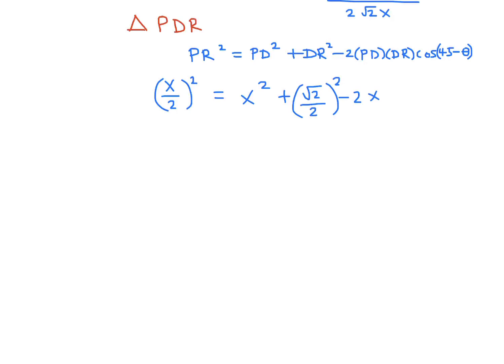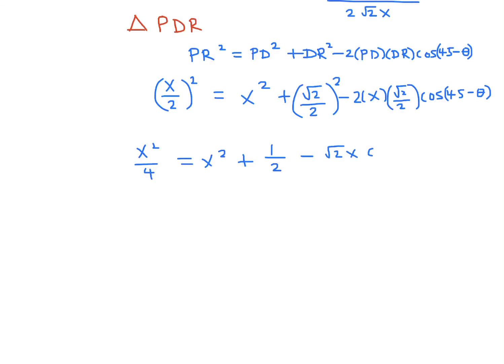And 2 minus p dx, and dr was root 2 over 2. Okay? Cos 45 minus theta. All right. Okay, no algebraic mistakes, please. X squared over 4 is x squared. And this looks like 2 over 4, which is a half. Minus, those 2's cancel, so you get root 2x cos 45 minus theta. Okay, getting somewhere. Remember, we have to isolate for that.